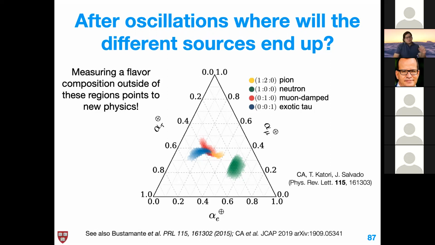The neutron sources are the ones farthest away, and in those cases, you're going to get larger contributions of electron neutrinos on Earth than in the other cases. If you have a combination of these different sources, you tend to end up essentially in a linear superposition between these ranges, so around the center. What is important here is that if we manage to measure the flavor composition of astrophysical neutrinos and we end up outside the color regions, then we have found something really interesting.